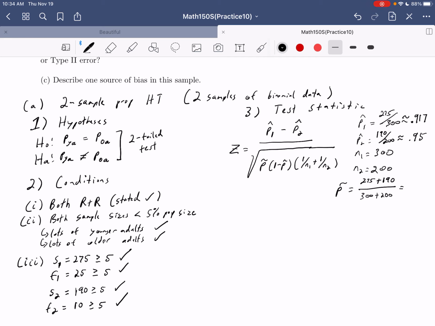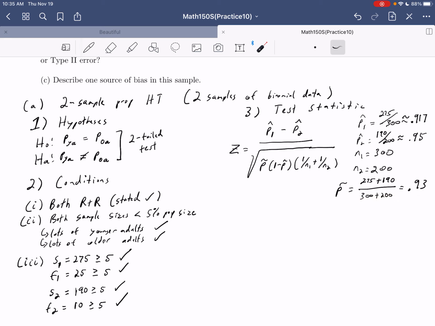And 465 divided by 500, you should get 0.93. So this is our pooled sample proportion. In other words, this is telling us that 93% of people that we sampled said they always wear their seatbelt. Now, notice that 0.93, remember that always has to land between the other two sample proportions, which it does. And notice that it is slightly closer to 0.917 than it is to 0.95. And that, of course, is because the younger adults were a slightly larger sample.